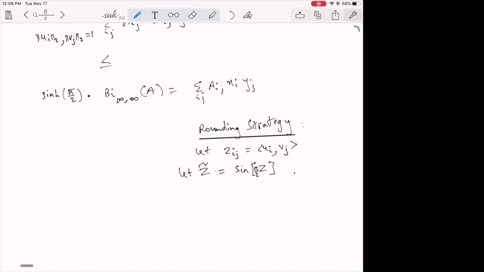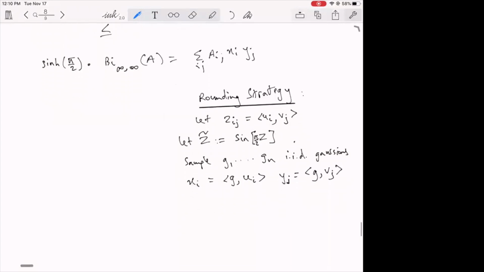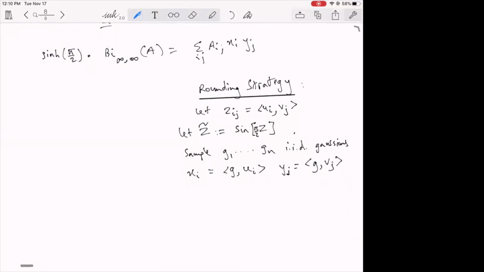And finally, we're going to sample independent Gaussians, G1 through Gn. We're going to set xi equal to G inner product ui, and then we're going to set yj equal to G inner product vj.